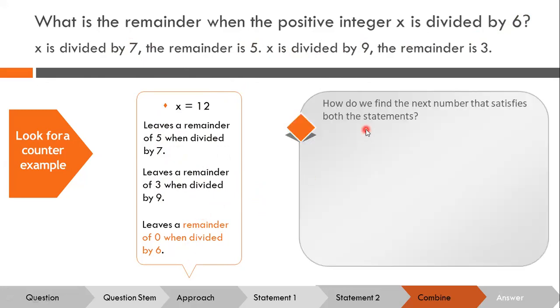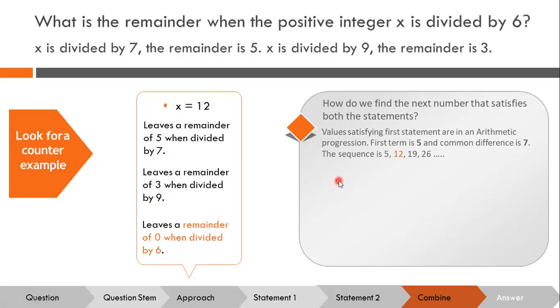So how do we find the next number that satisfies both the statements? So from here we will have to think about that. What is the next number? Any number other than 12 that exactly satisfies all these three conditions. That if you are dividing by 7, we are getting 5. If you are dividing by 9, we are getting 3. And if you are dividing by 6, we are getting 0.